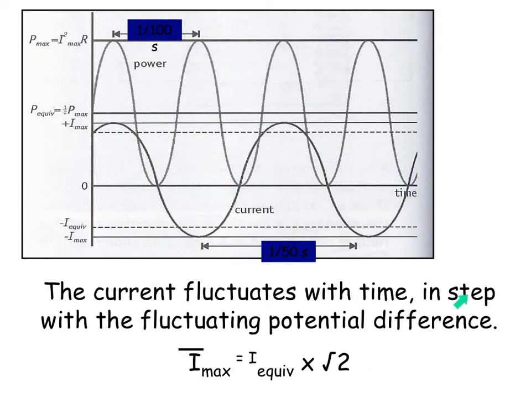The current fluctuates with time in step with the fluctuating potential difference. So here's your change in potential difference, and the maximum current is equal to the root mean square current multiplied by root 2.